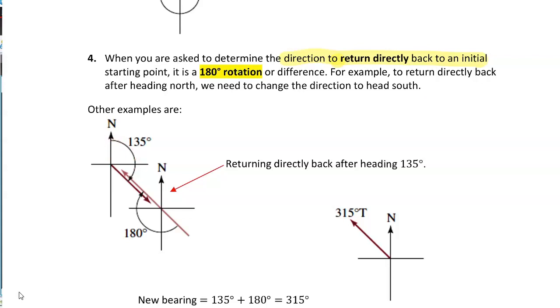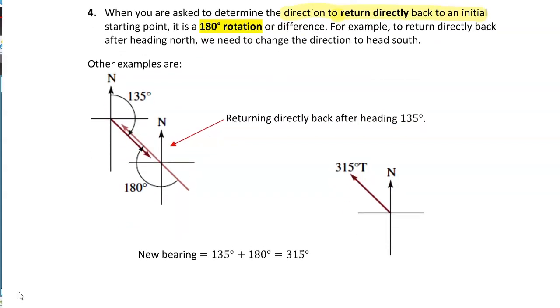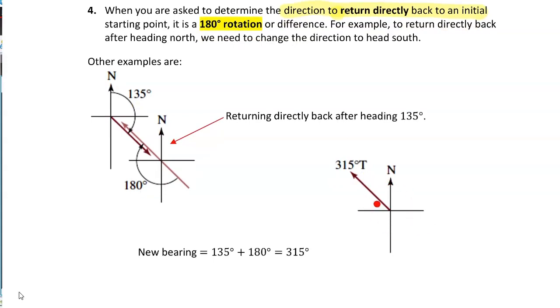So here, Steve Rogers, he's started off going 135 degrees to some point, okay, and then he has to head back to his base. So he's got to do a 180 degree turn and head back. So his return bearing is 135 degrees plus 180, because he's turned around 180 to go back, to give you 315 degrees true.